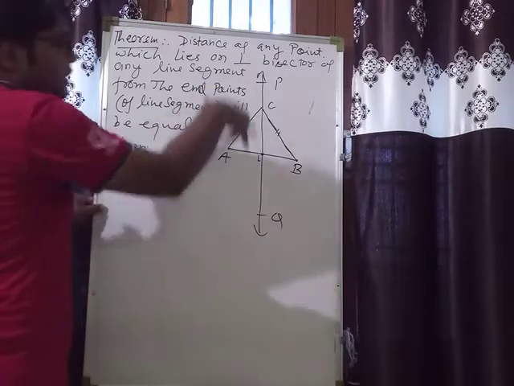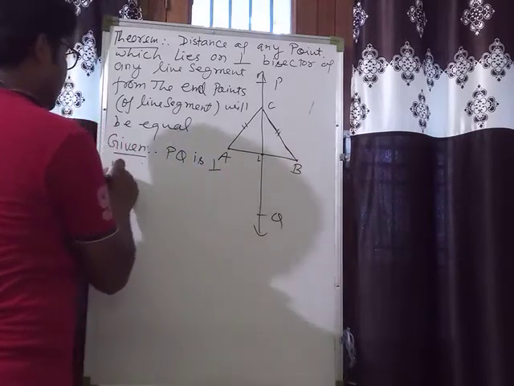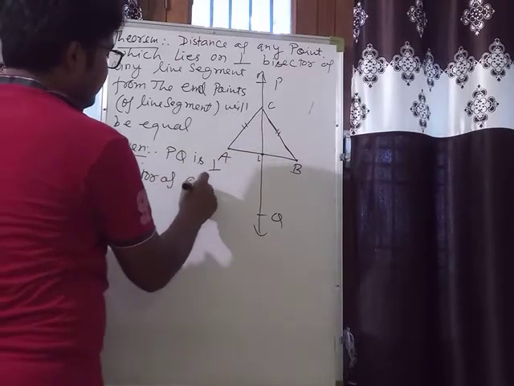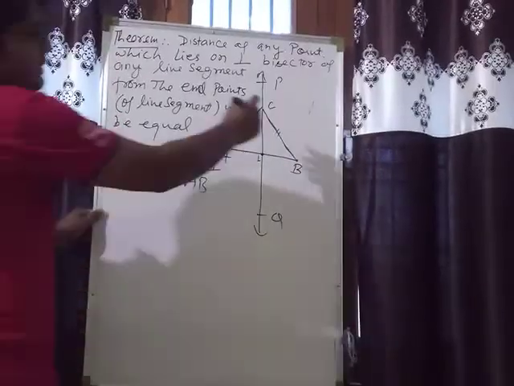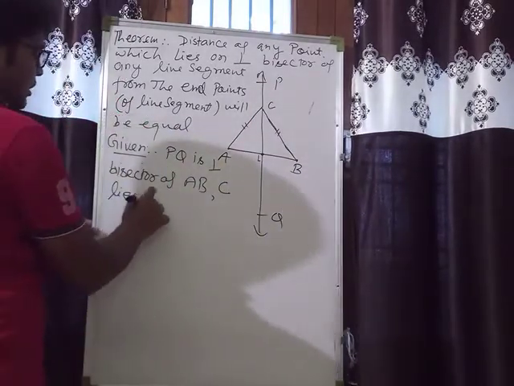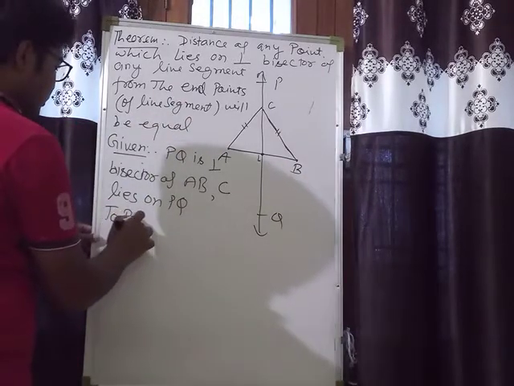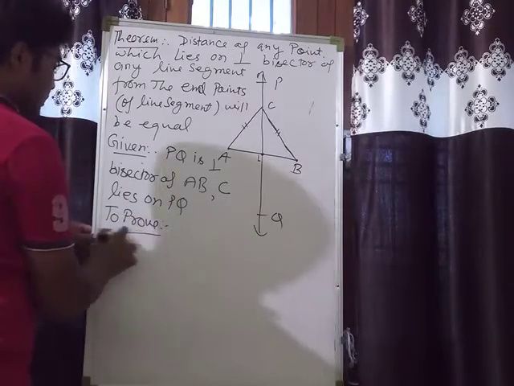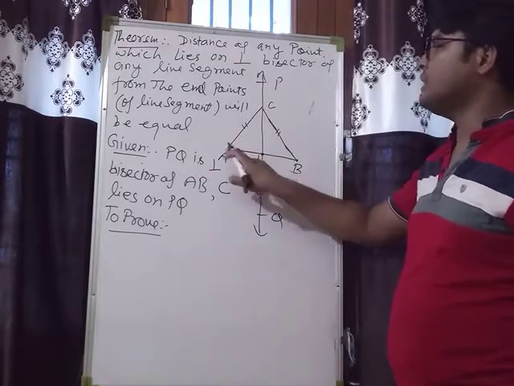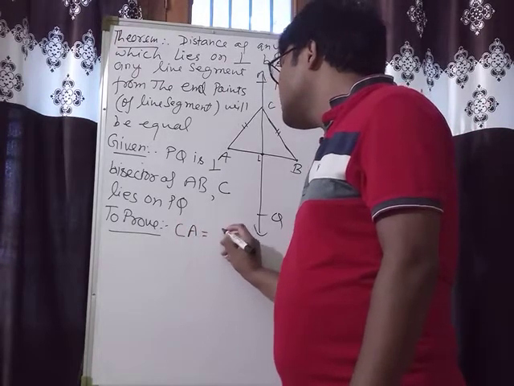Okay, so what is given here? Here it is given that PQ is perpendicular bisector of AB and C lies on PQ. So what we have to prove? To prove that distance of this point C from end points of AB, means from A and from B, that is CA and CB, are equal. CA equal to CB.